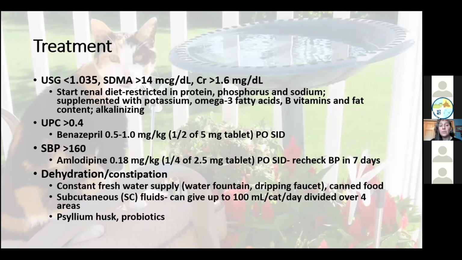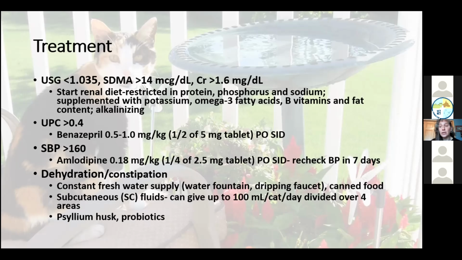or if it's combined with an SDMA over 14 or creatinine over 1.6, I start a renal-friendly diet. These diets are restricted in protein, phosphorus, and sodium. They're supplemented with potassium because, again, a lot of times that potassium will start falling in these cats. It's also supplemented with omega-3 fatty acids, B vitamins, and fats. Of all treatments, dietary modification has the most positive long-term effect on outcome.